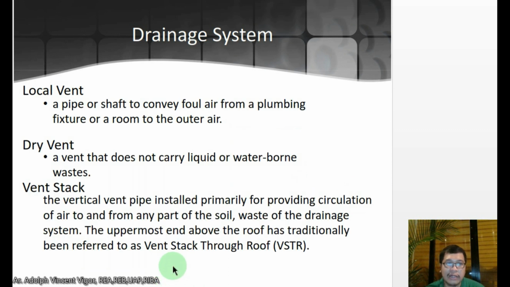Then you have a local vent, a pipe or shaft to convey foul air from a plumbing fixture or a room to the outer air. Then you have a dry vent, a vent that does not carry liquid or waterborne waste. And you have a vent stack, the vertical vent pipe installed primarily for providing circulation of air to and from any part of the soil or waste drainage system. The uppermost part above the roof has traditionally been referred to as VSTR, or vent stack through roof.